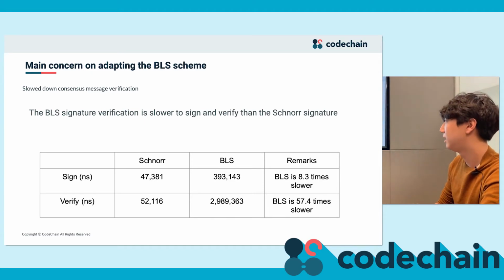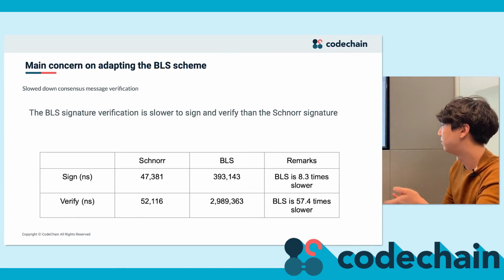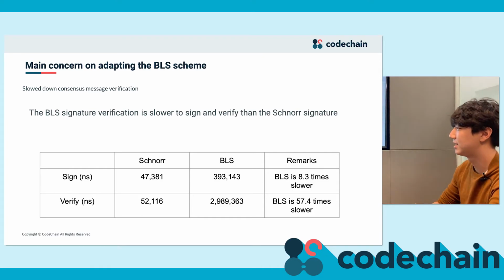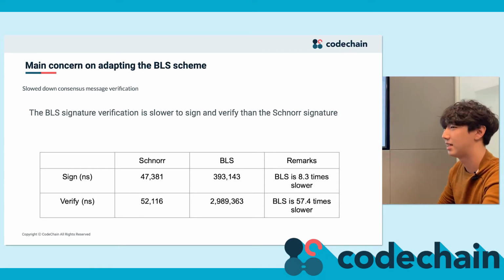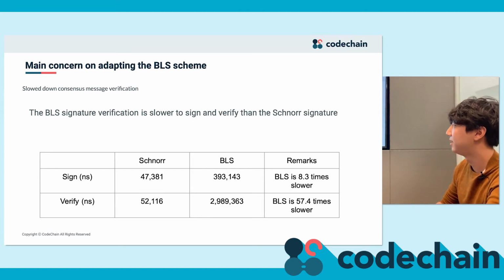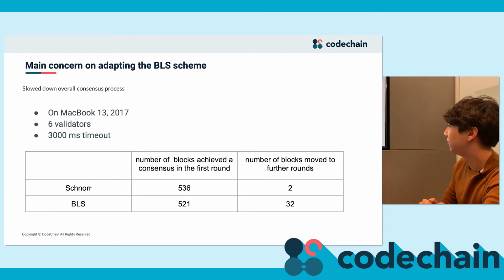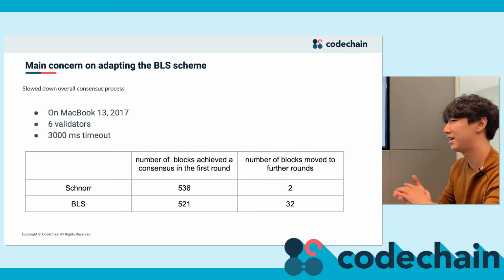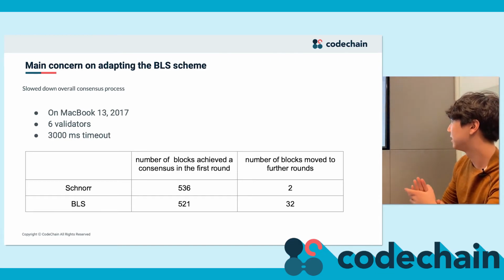We performed some benchmarks on Schnorr and BLS signatures respectively, and we can see that BLS is 8 times and about 60 times slower for sign and verify respectively. So this is one of our concerns. And the slowed down signing and verification slowed down the overall consensus process as well.